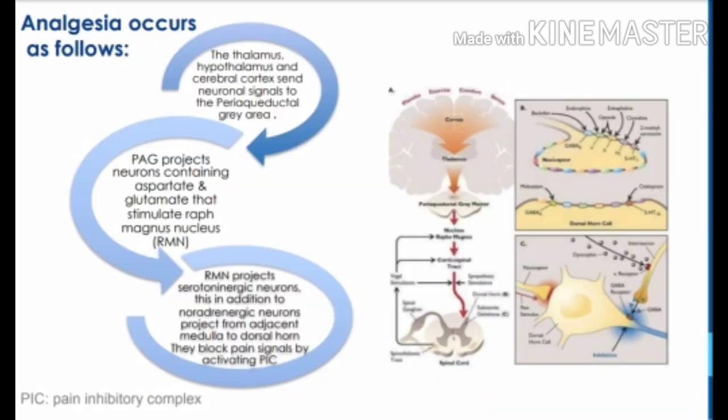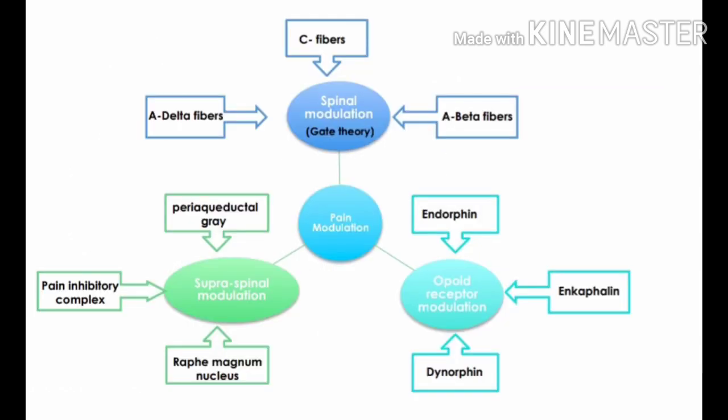Analgesia occurs as follows. The thalamus, hypothalamus, and cerebral cortex send neuronal signals to the periaqueductal gray area. PAG projects neurons containing aspartate and glutamate which stimulate RMN. RMN projects serotonergic neurons in addition to noradrenergic neurons, and this causes blocking of the pain signals by activating the pain inhibiting complex. Now this is the summary of pain modulation.